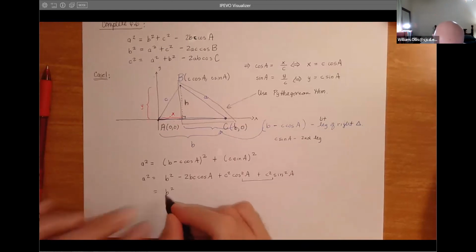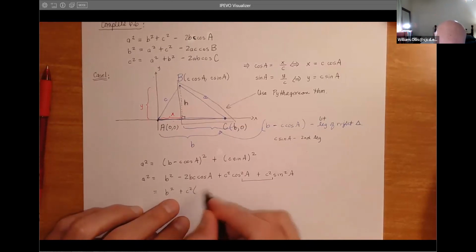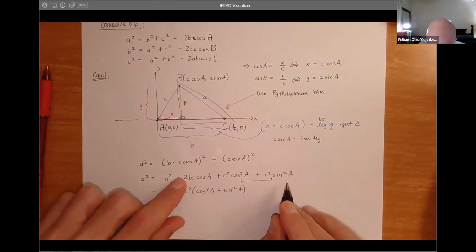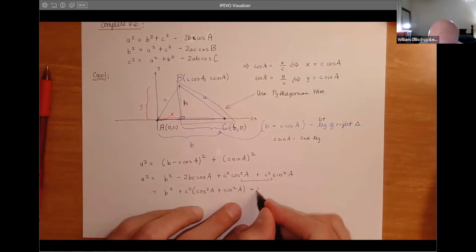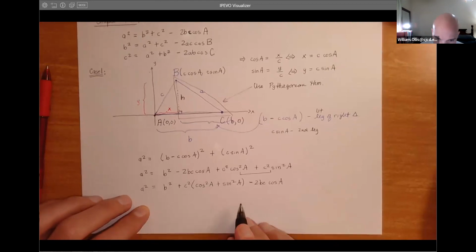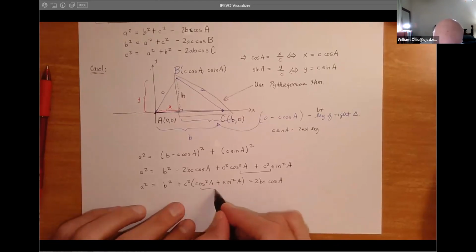So we have b squared plus c squared, and then we have a cosine squared A plus a sine squared A. And then our last term, our straggler, minus 2bc cosine A. And of course, we have an a squared here. You don't have to repeat that, but it's very simple to rewrite. And of course, here's our fundamental identity.